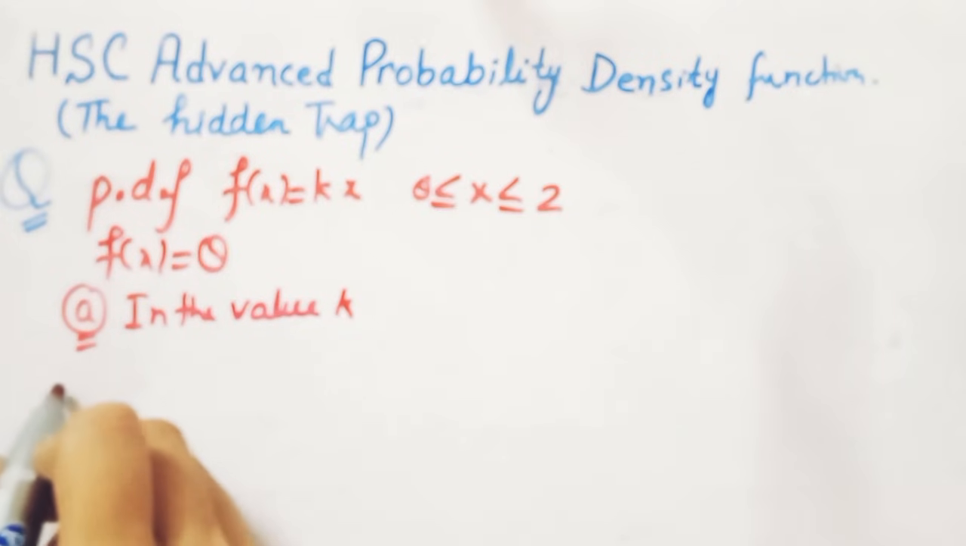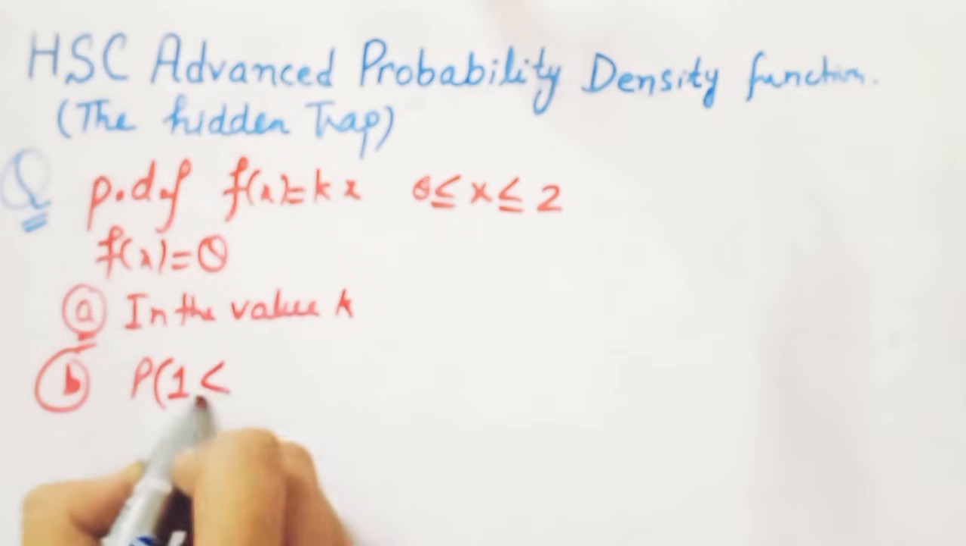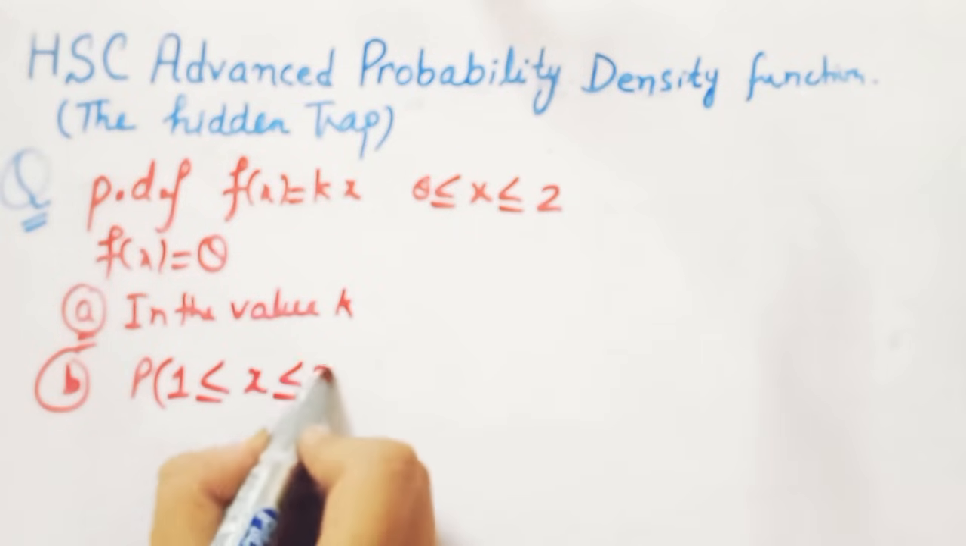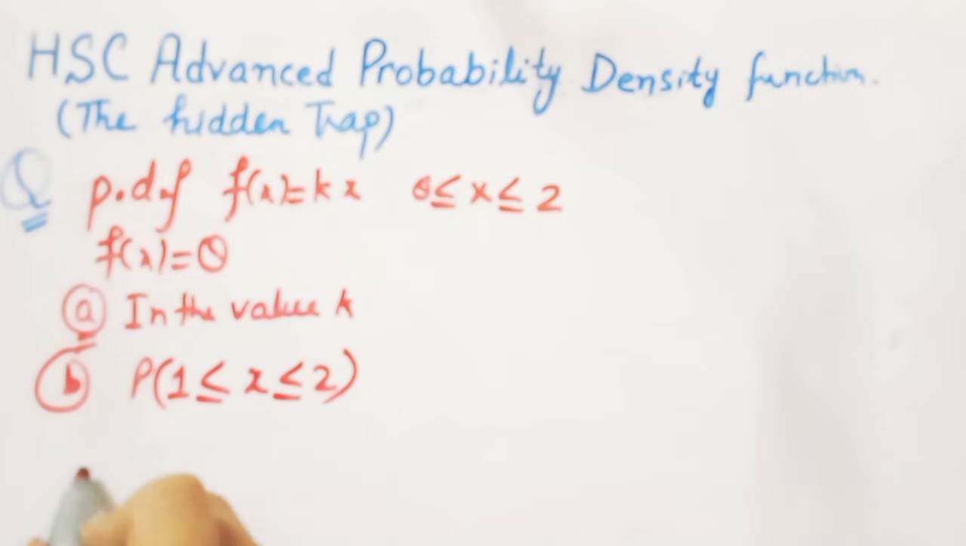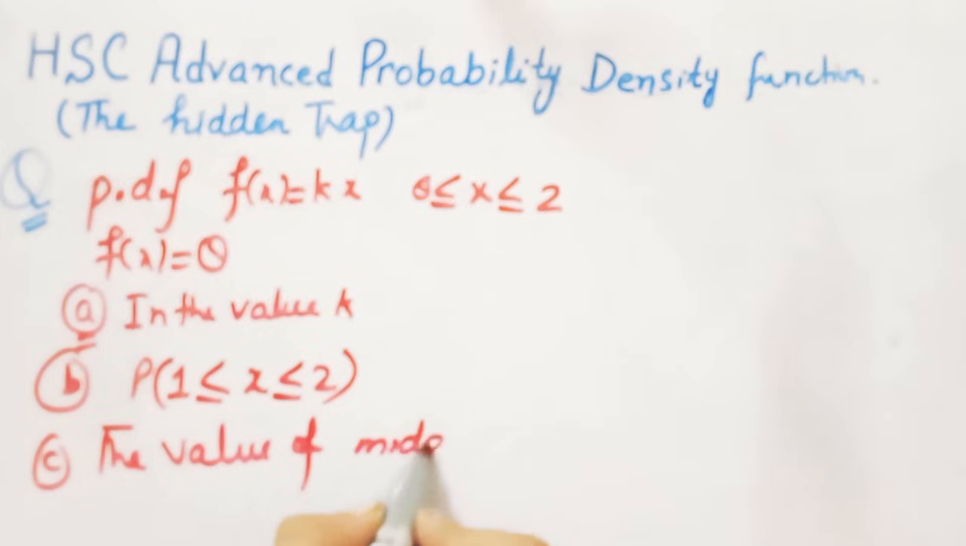The other part is the probability that 1 is less than or equal to x and x is less than or equal to 2, and the value of the median. So how will we solve this problem?